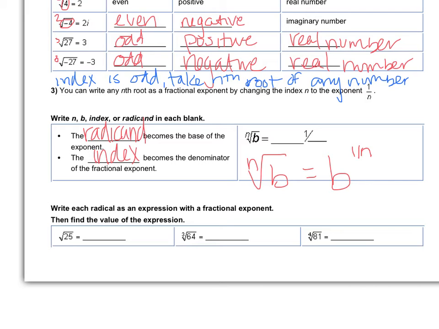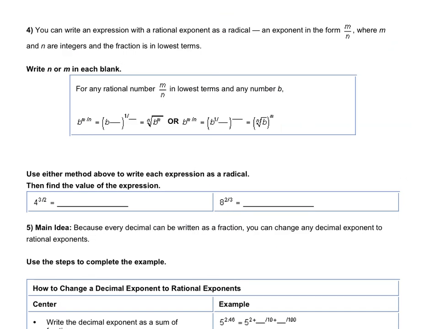So if I wanted to write the square root of 25 as a fractional exponent, well, since it's a square root, there's a 2 there, I could write this as 25 to the 1/2. And the square root of 25 is really just 5, so that would be my answer. I have the cube root of 64. I could write that as 64 to the 1/3. And the cube root of 64 is just 4. For the next one, I have the 4th root of 81. I could write that as 81 to the 1/4, and the 4th root of 81 is just 3.